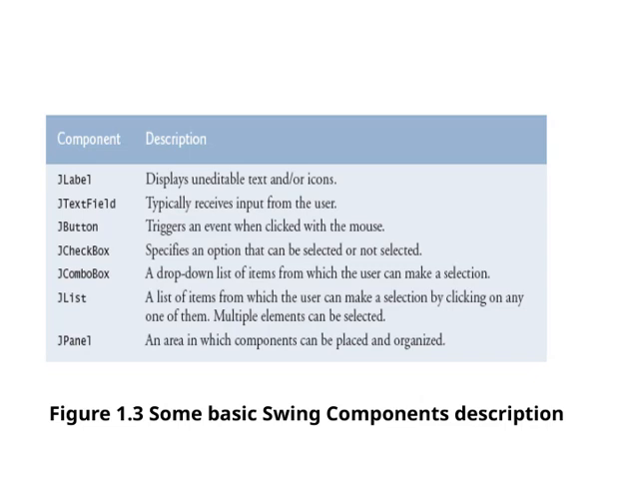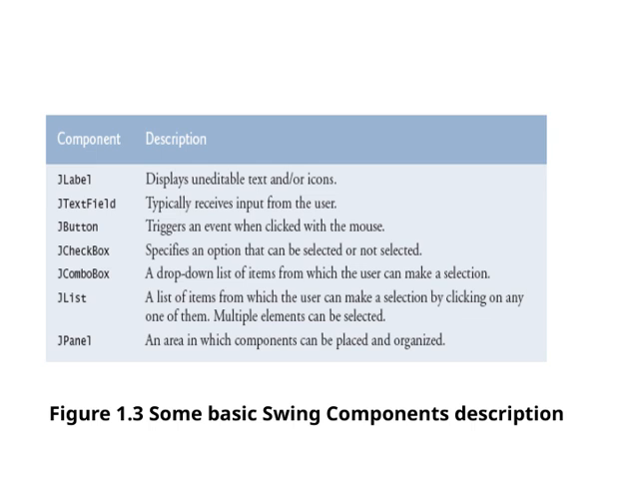Let's take a closer look at Figure 1.3, which provides a description of some basic Swing components. As we explore this, keep in mind that these components are the building blocks for creating user interfaces in Java. They each serve a specific purpose and are fundamental to designing interactive applications. You'll notice how each component has its unique role, whether it's for displaying text, accepting user input, or providing controls. Understanding these basics is essential as we move forward because they form the foundation for more complex GUI design.